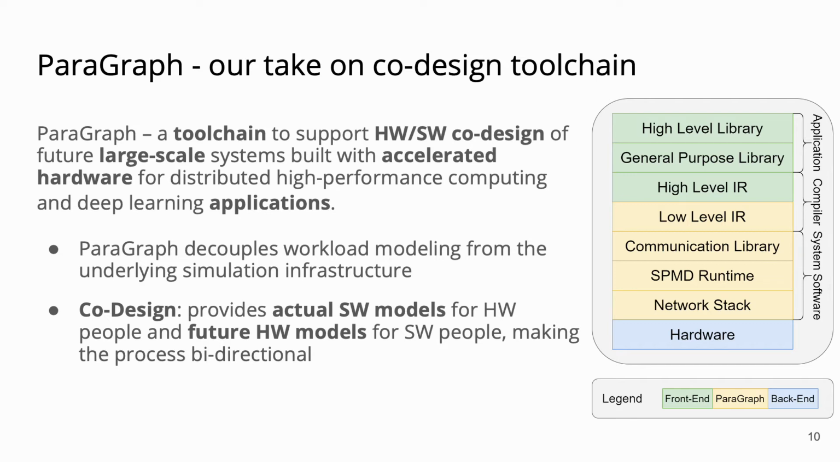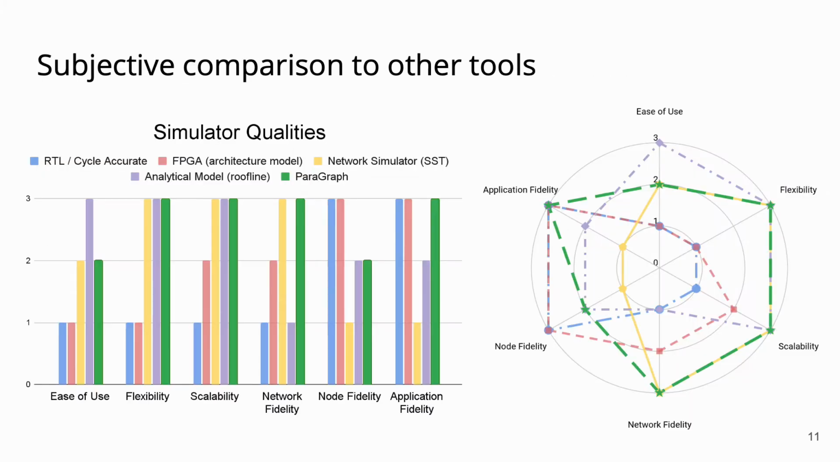Providing an API also helps application performance engineers to use detailed network models of future hardware to design the libraries before the systems get deployed. It makes co-design a really bidirectional process. We can subjectively compare ParaGraph to other modeling approaches, keeping in mind that ParaGraph is not a simulator, but rather a tool to interface together different pieces of modeling infrastructure.